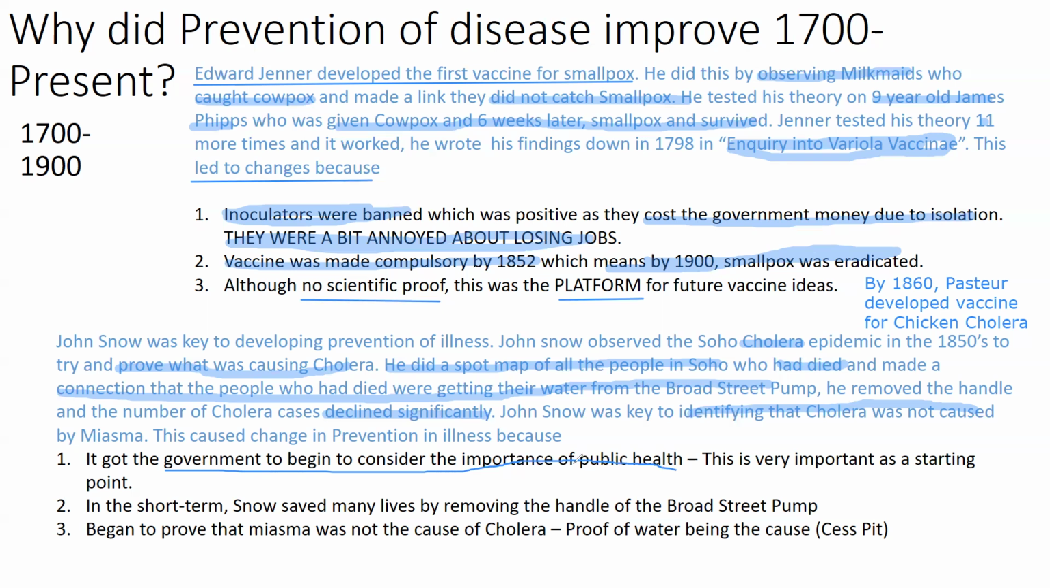Again, it did provide proof, but at the same time, in the short term, it saved many people's lives. And it began to prove that miasma was not the cause of cholera. It was proof that water was the cause. And remember, there was a cesspit that had a crack in it that was seeping into the water of the Broad Street pump. So Jon Snow was really important in helping the government begin to change their attitudes.